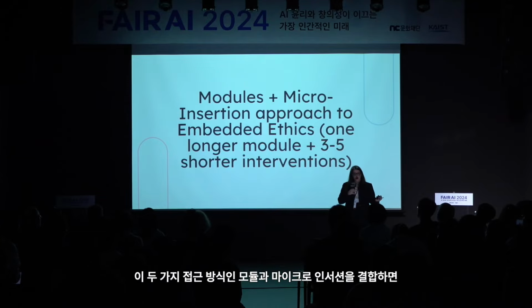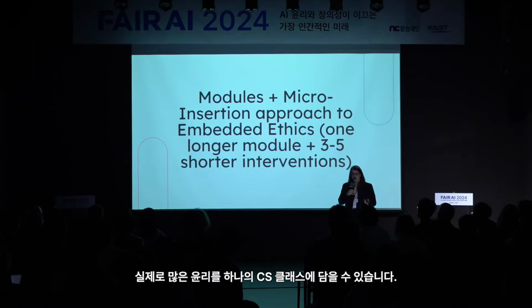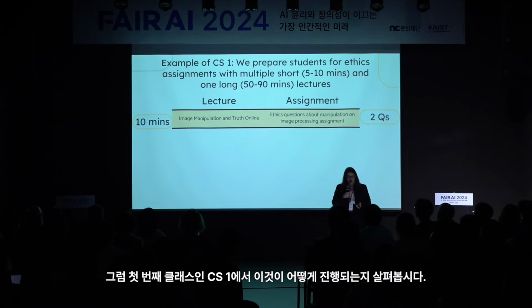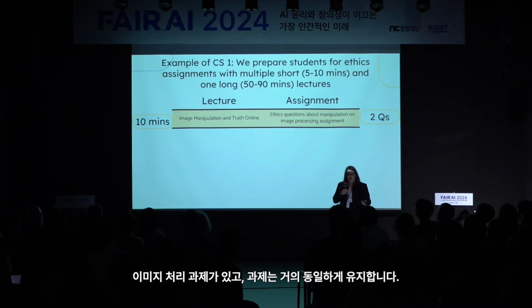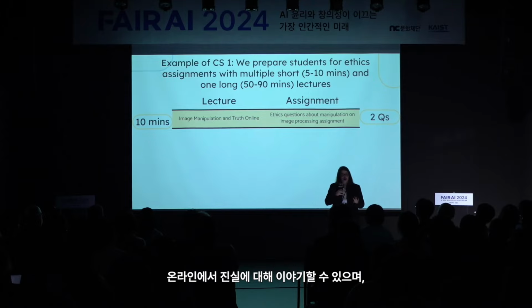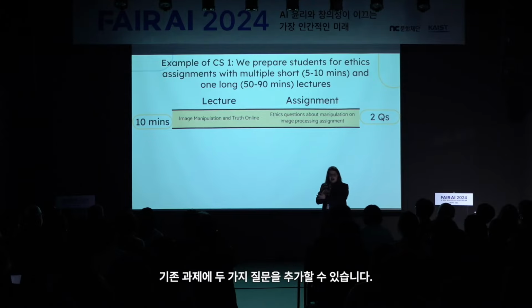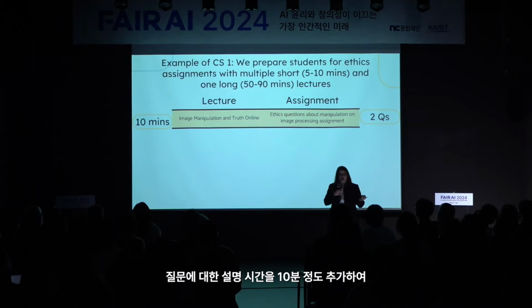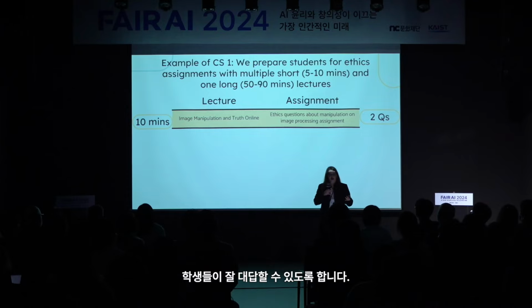So if we combine these two approaches, if we combine modules and micro-insertions, we actually get a lot of ethics into one CS class. So let's look at how this works with CS1, the first class. So there's an image processing assignment, and we keep that mostly the same. But because we're processing images, we can now talk about manipulated images online. We can talk about truth online. We can add 2 questions to the existing homework assignment. And we can add a micro lecture. We can add 10 minutes to explain the questions so they can answer them well.